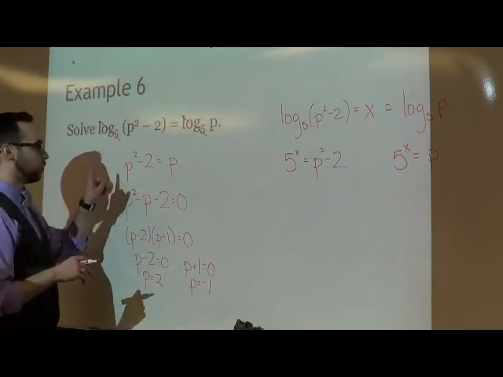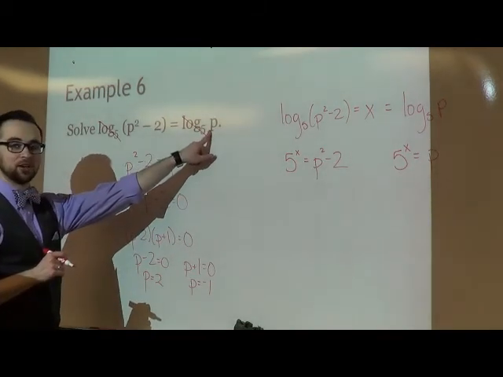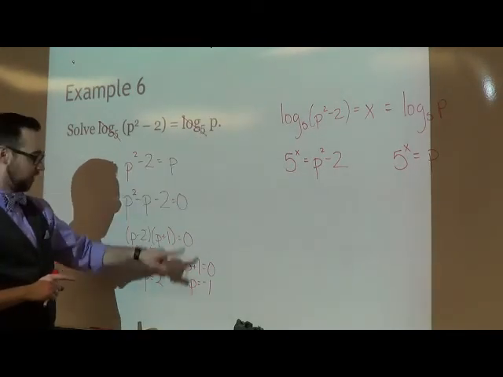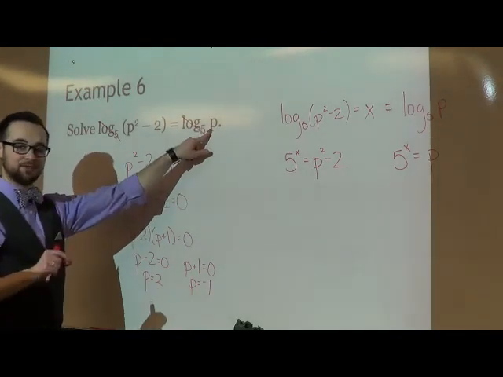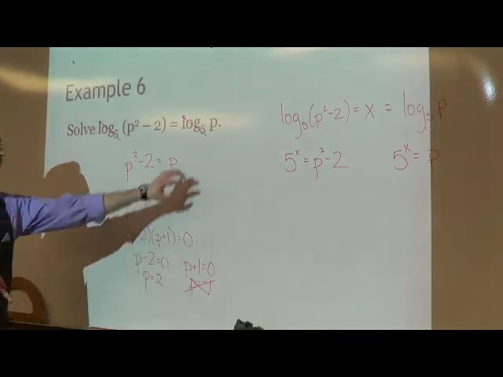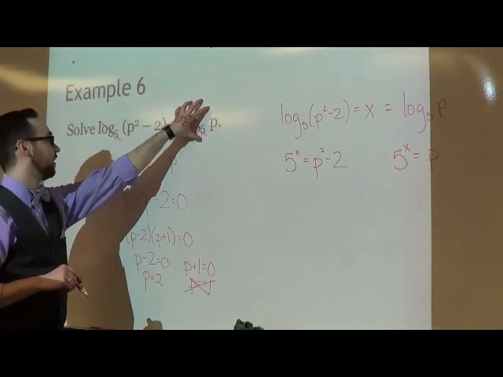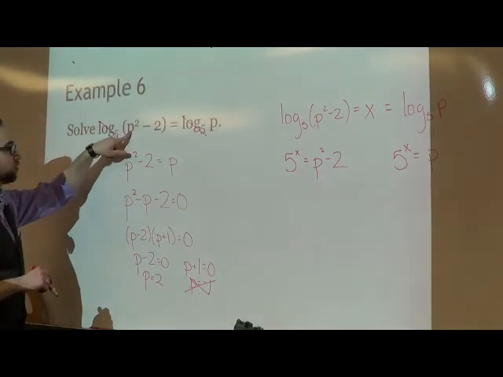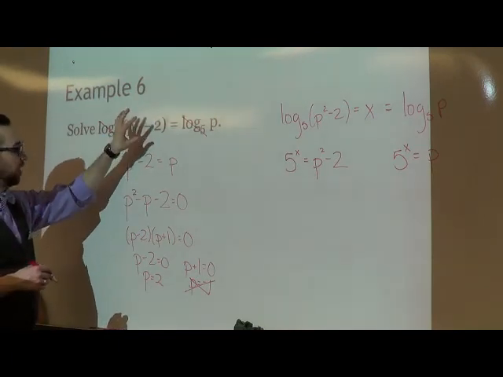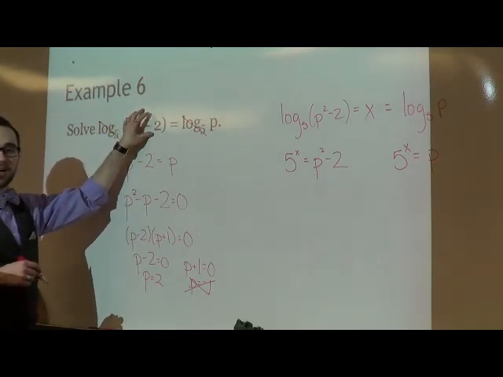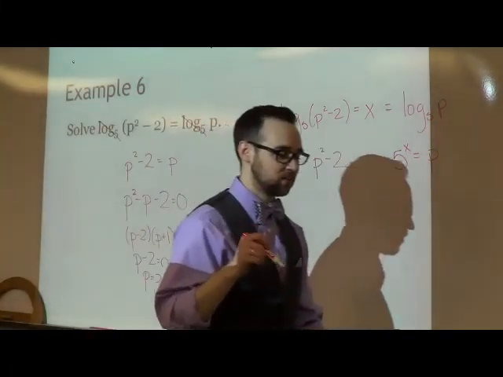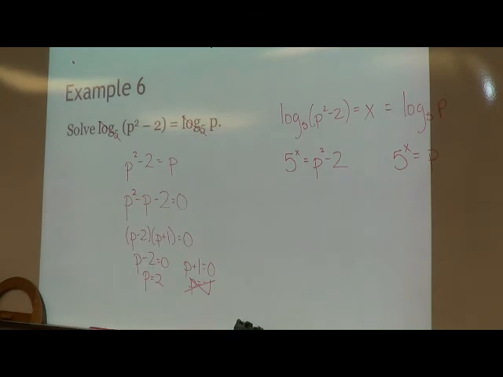Because if we look back, what has to be true about the number inside the logarithm? It has to be positive. If I put a 2 in there, that's fine. If I put a negative 1 in there, it's going to be undefined. We cannot use p equals negative 1 because it's going to make this entire logarithm undefined, as well as this one, because negative 1 squared is 1, minus 2 is a negative 1. So even though they're both log base 5 of negative 1, so you're saying they're the same thing on both sides, you cannot have the negative inside the logarithm.